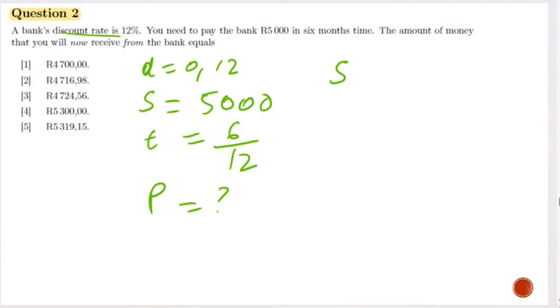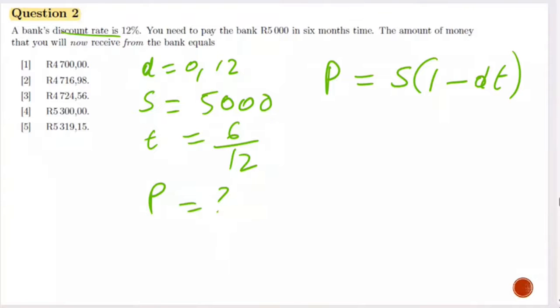I'm already starting writing about S when I'm working with the discount formula. The discount formula is saying P is equal to S into 1 minus DT. I hope I did not make any error like the previous one. No, I was using that one of DRT.